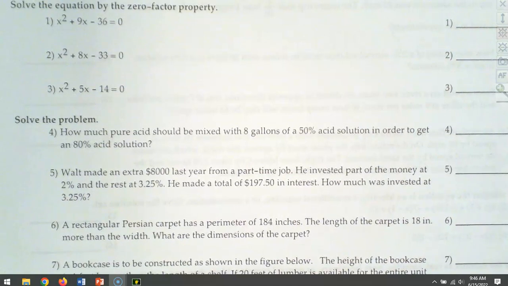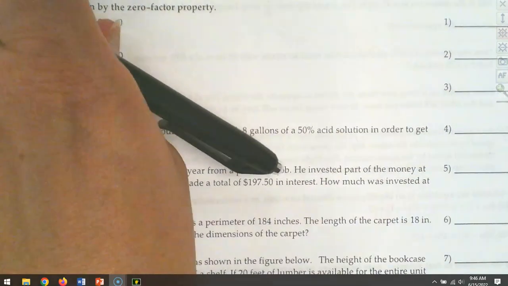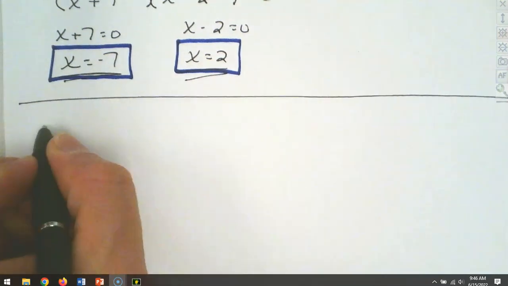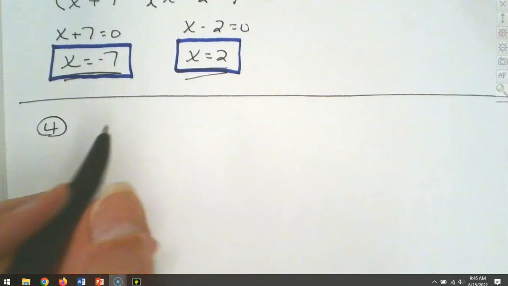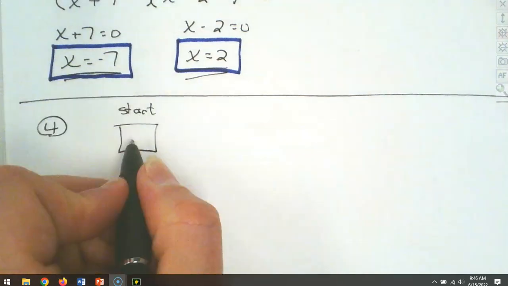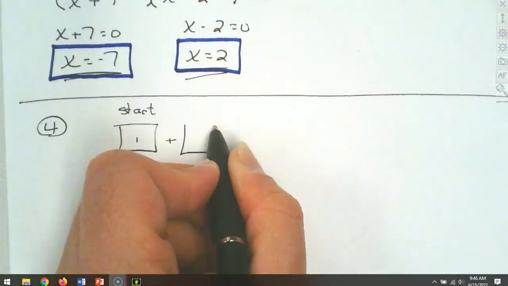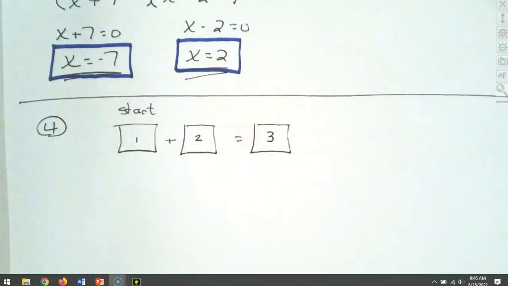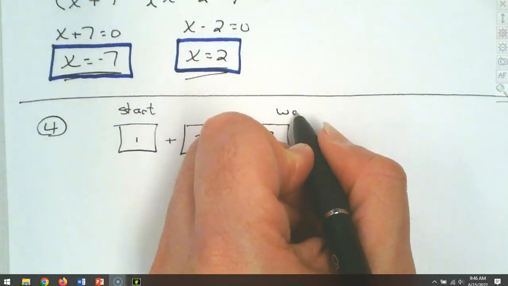How much pure acid should be mixed with 8 gallons of a 50% solution to get an 80% solution? So when we talk about pure, remember that's going to be, in this case, pure acid, so 100%. If it was pure water, it would be 0. And so this is what we start with, right? Box number 1. We're going to add something to it, and we're going to get out box number 3, and this is what we want at the end.